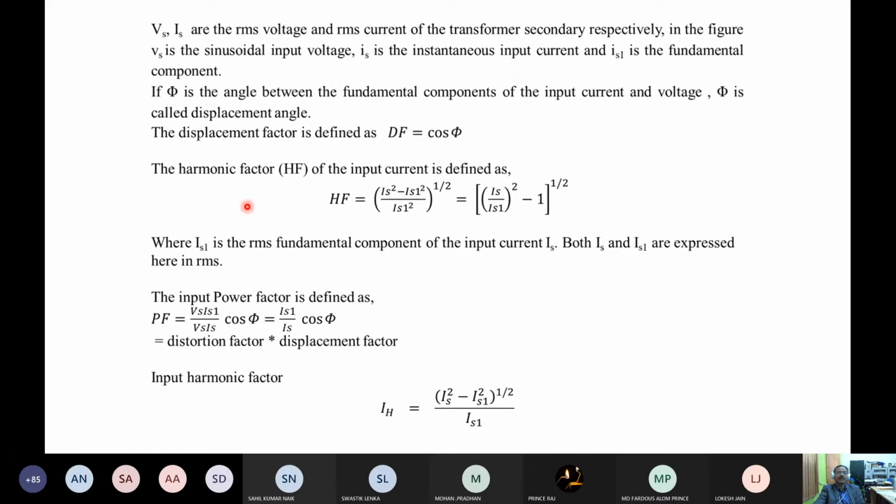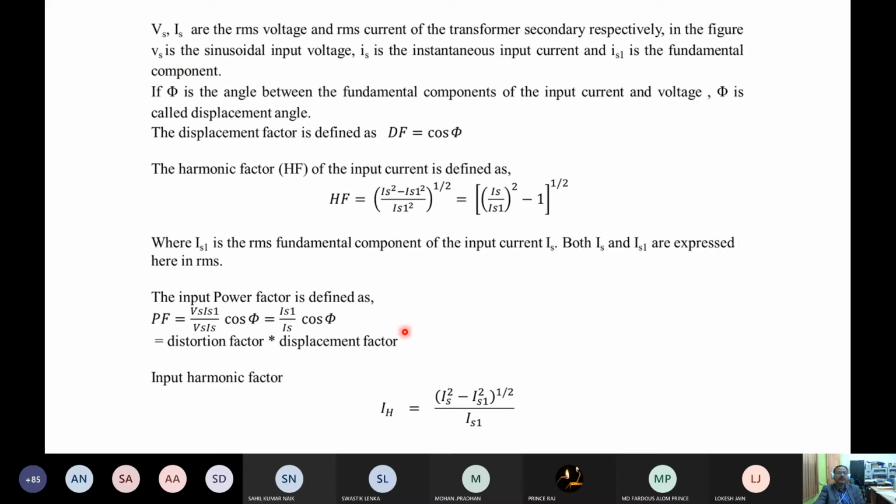The harmonic factor of the input current is defined as square root of Is square minus IS1 square, divided by IS1. Is is the RMS of the input current. IS1 is the RMS of the fundamental input current. And this is the case. It's written here.